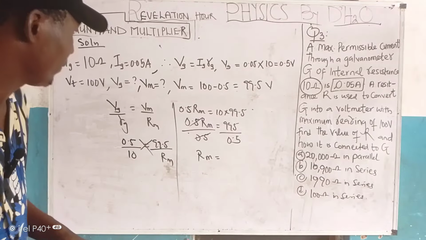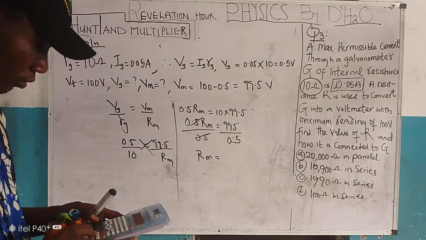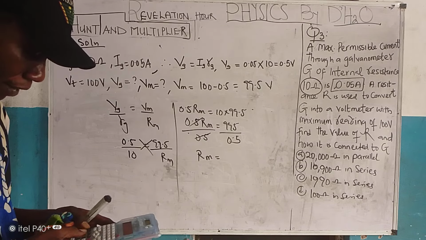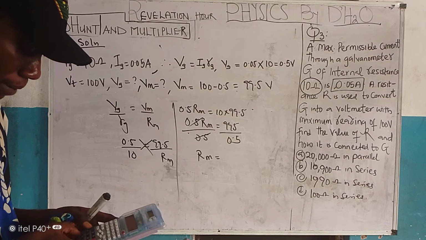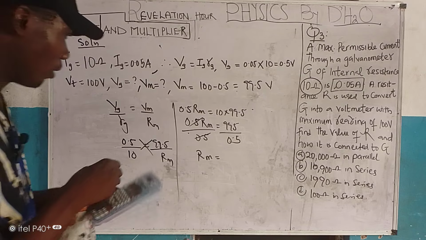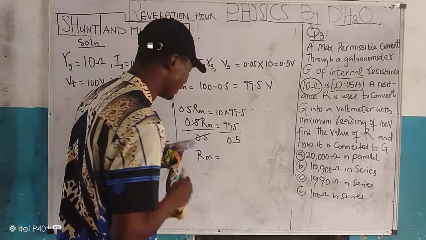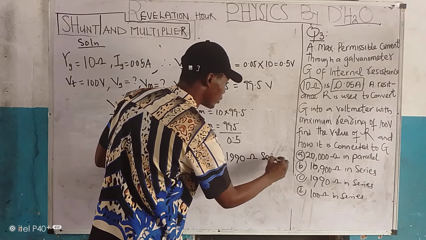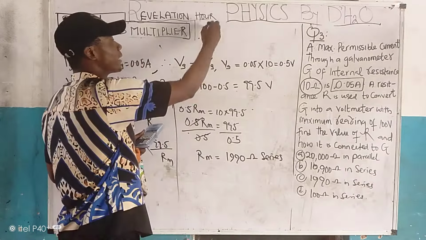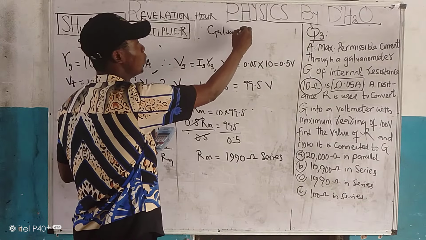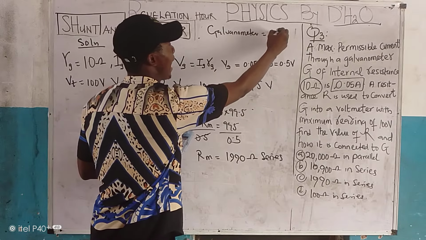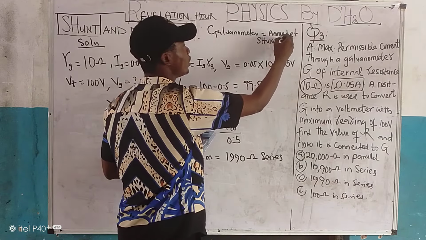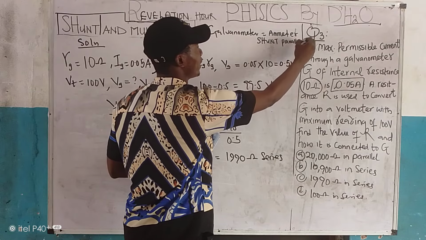995 divided by 0.5. Wow, so we have 1990 ohms. In what? In series. Whenever you want to convert a galvanometer to an ammeter, what do you use? A shunt. In what? In parallel. Please take note of that.